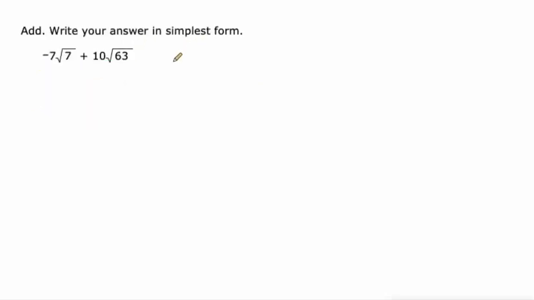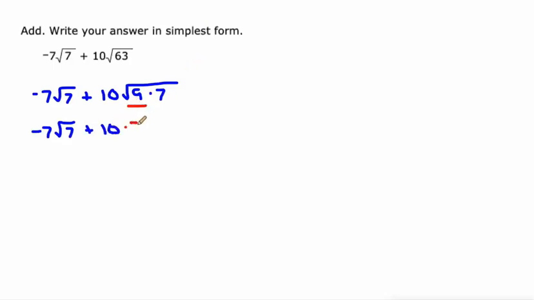We run into problems when the terms don't have the same square root. So here, like this, you can't just do negative 7 plus 10 because they don't have the same square root. So negative 7, square root of 7. We can simplify this second term though, as the square root of 63 has a perfect square factor, 9. So negative 7 times the square root of 7 plus 10 times the square root of 9, square root of 9 is 3, times the square root of 7.